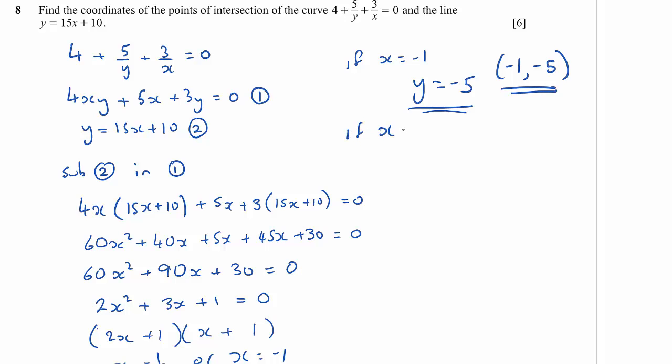And if x equals negative a half, so we'll have 15 times negative a half, so that's negative 7.5, add 10, which is 2.5. So y would be 2.5. And so we've got the point negative a half, 2 and a half.